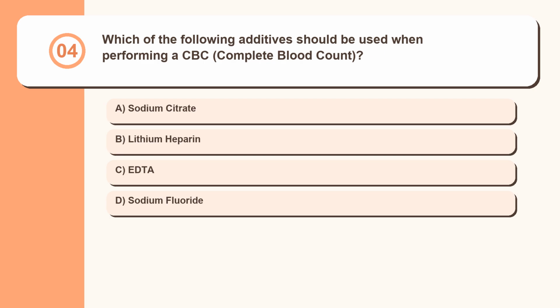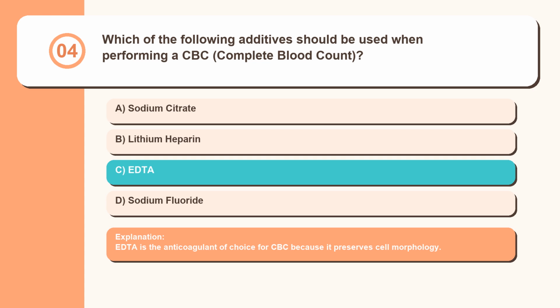Question 4. Which of the following additives should be used when performing a CBC, complete blood count? Sodium citrate, lithium heparin, EDTA, sodium fluoride. EDTA is the anticoagulant of choice for CBC because it preserves cell morphology.